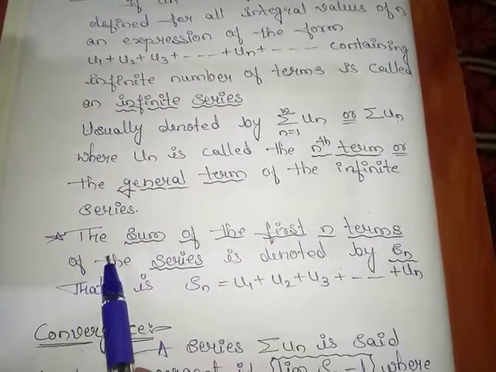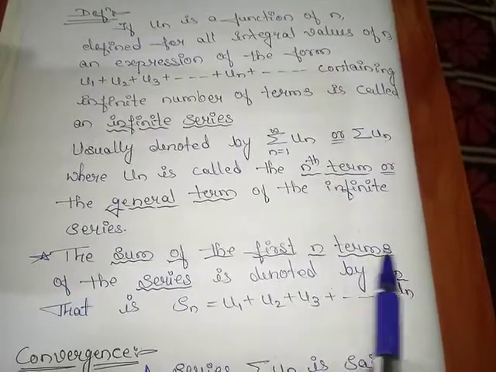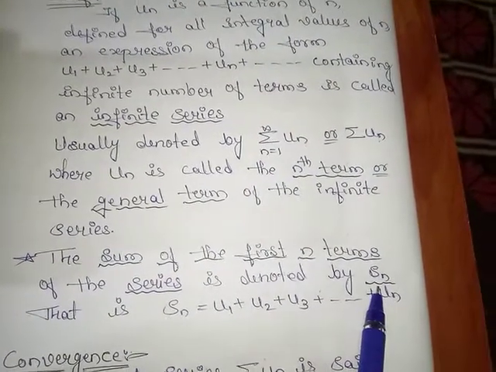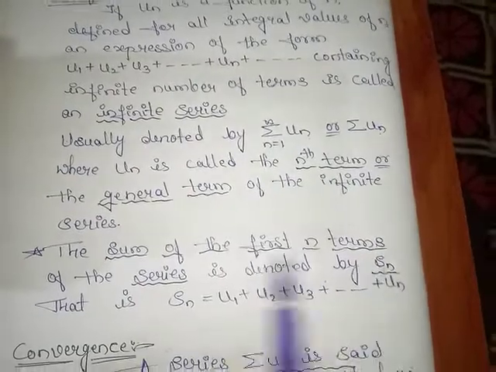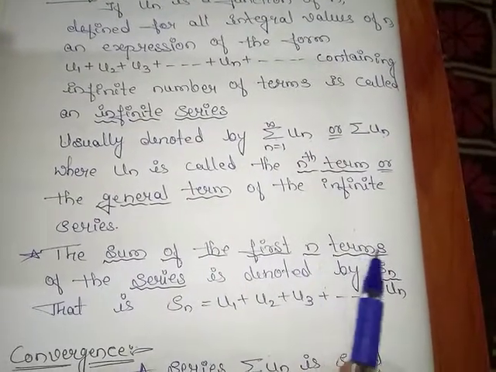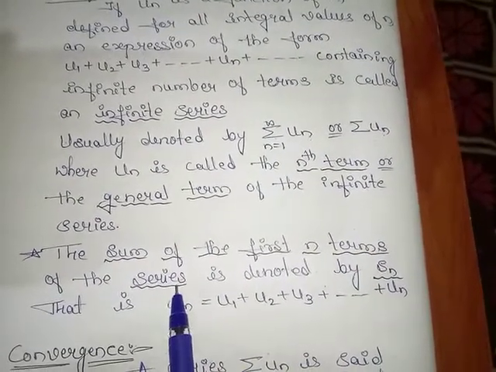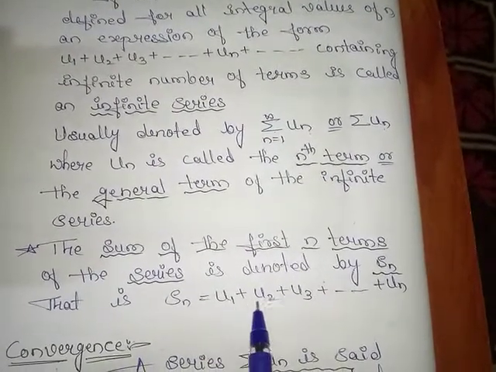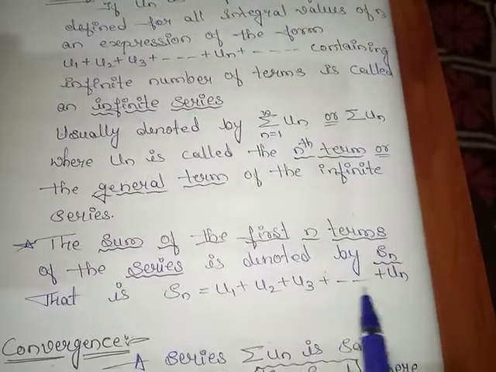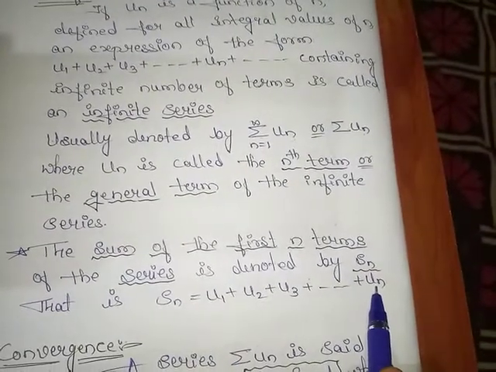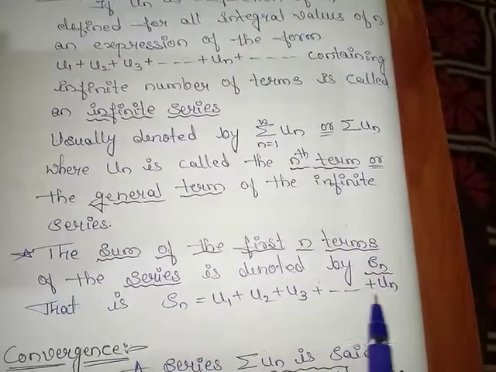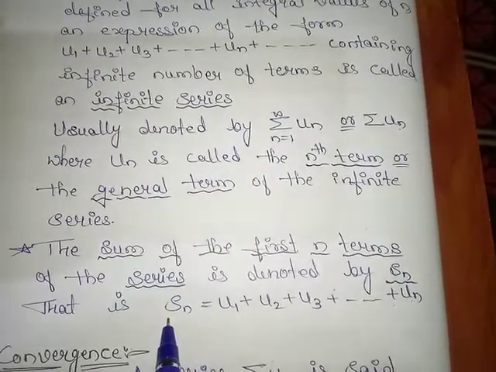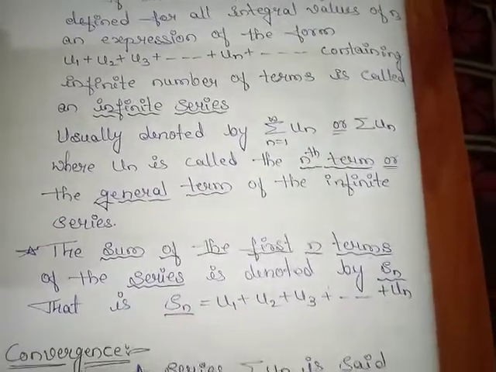Next, the sum of the first n terms of the series is denoted by Sn. We denote Sn as the sum of the first n terms of the series, that is Sn is equal to u1 plus u2 plus u3 plus so on to plus un. The sum of the first n terms of the series can be denoted as Sn.